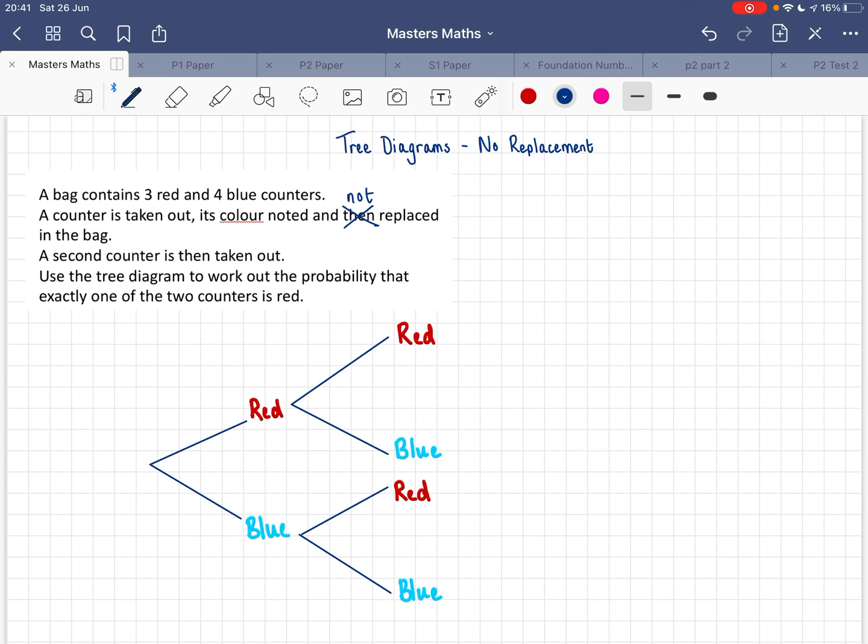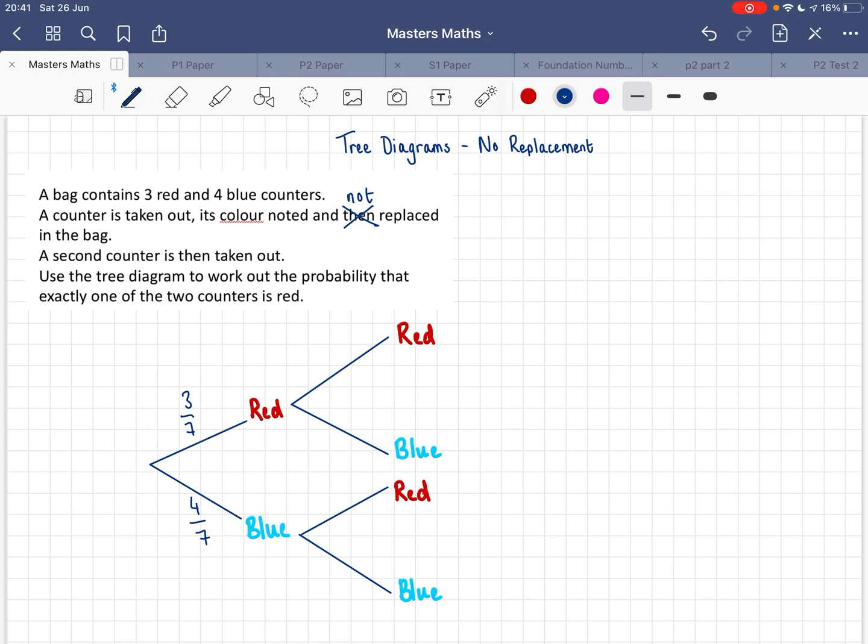So to start off with, the first counter you pick out of the bag, you've got 3 red and 4 blue. That's 7 counters altogether. So the probability that it's red is 3 out of 7, and the probability that it's blue is 4 out of 7. That's nice and straightforward.